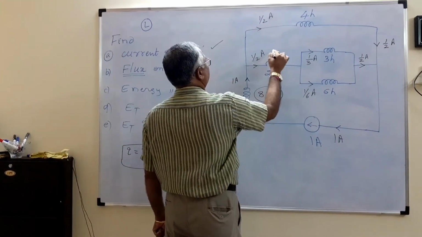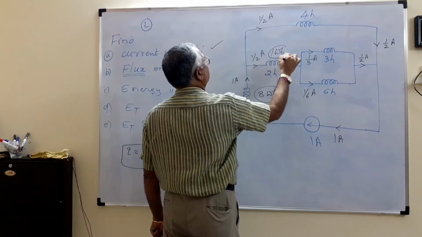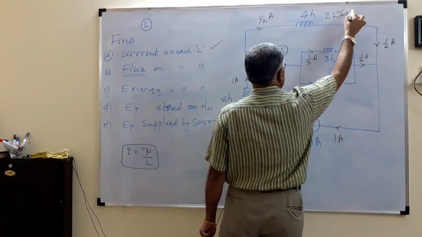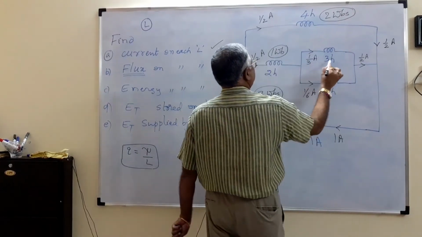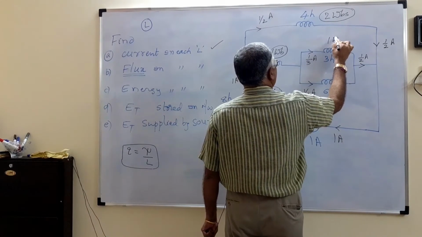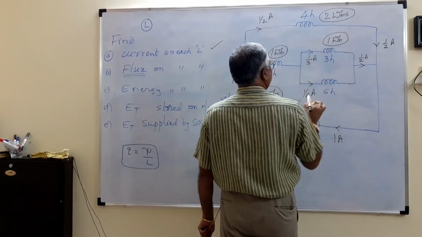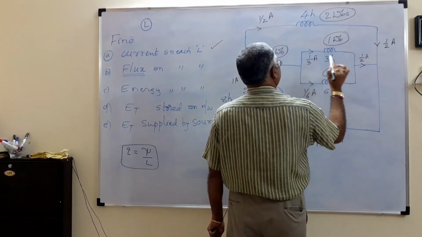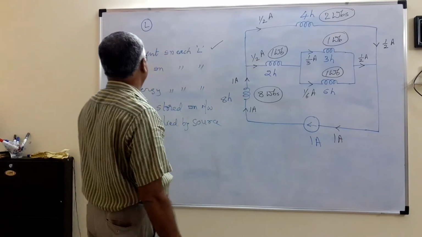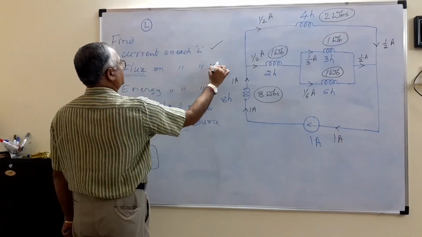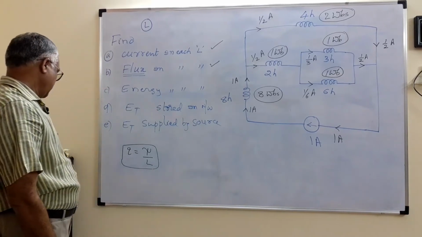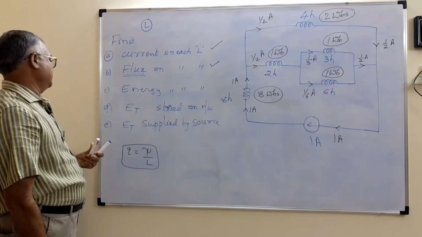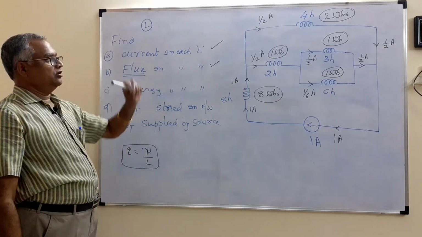2 into half, 1 Weber. 1 by 2 into 4, 2 Webers. 1 by 3 into 3, 1 Weber. 1 by 6 into 6, again 1 Weber. So like this, we have to find the flux in each inductor. Simply multiply, you get flux in each inductor. If you forget this formula, then gone.